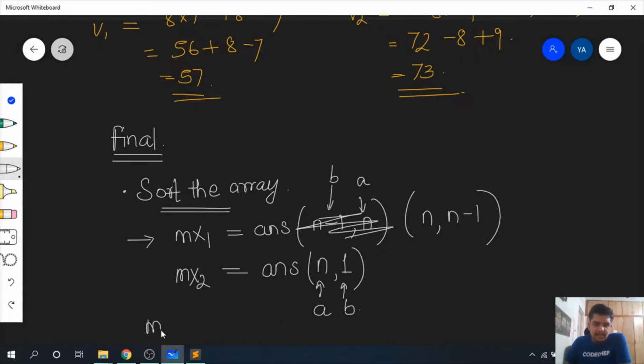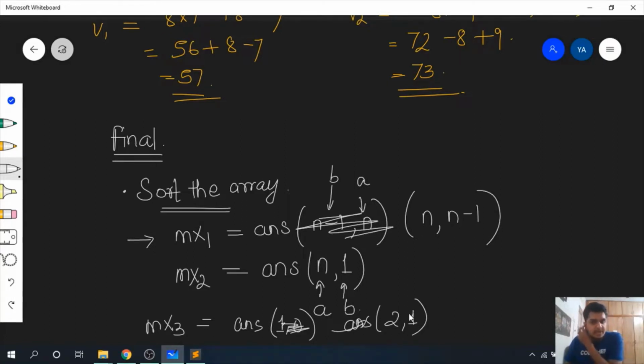Now let us take the last case, mx3, where the answer will be the first two elements, as we saw in case 3. It should be 1 and 0, sorry, not 1 and 0. We are doing 1-based indexing, so it should be 2 and 1. Answer of 2 and 1: the second element and the first element. So the second element should be the value A and the first element should be the value B.